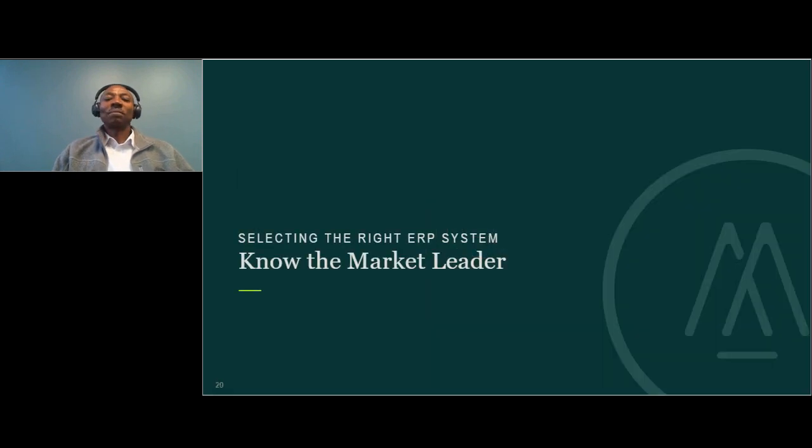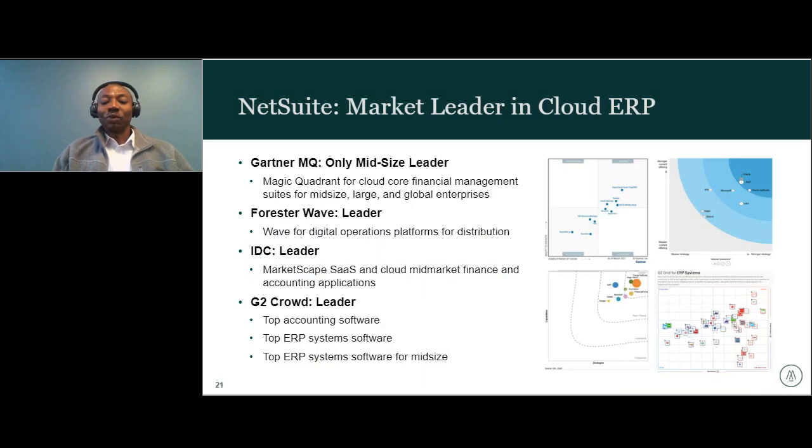So having talked about cloud ERP systems, I thought it would be helpful to know who is the market leader for this number one trend. Who is the cloud market leader? Well, the rating agencies have consistently ranked NetSuite as the market leader in the cloud. From Gartner to Forrester to IDC to G2 Crowd, NetSuite is the leader in cloud ERP. It is the first multi-tenant cloud ERP and the one we see most often deployed by customers who are moving to the cloud.